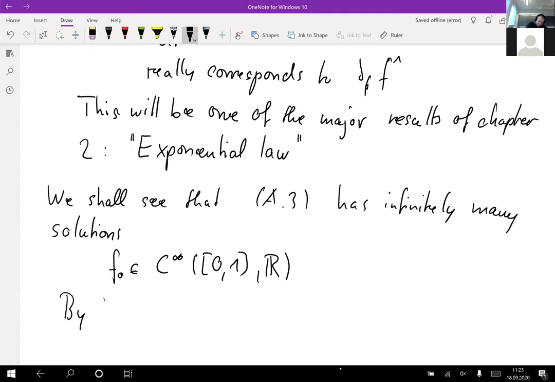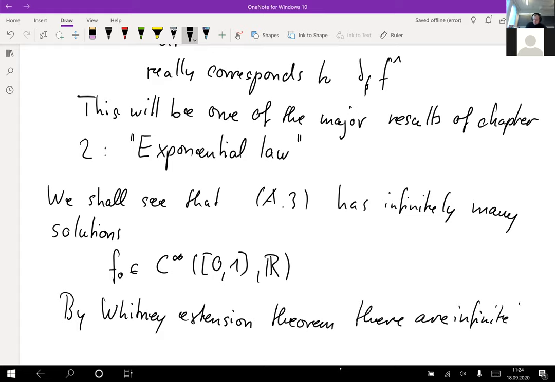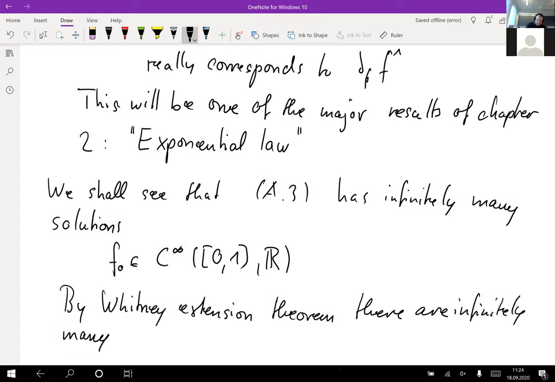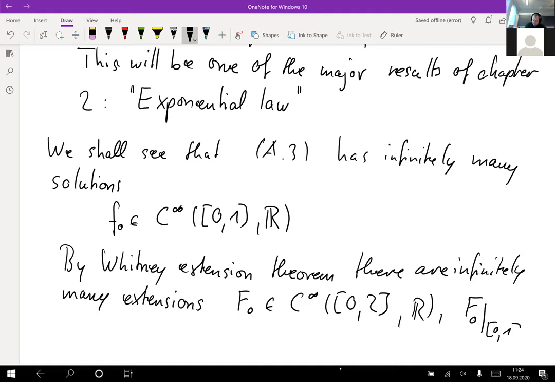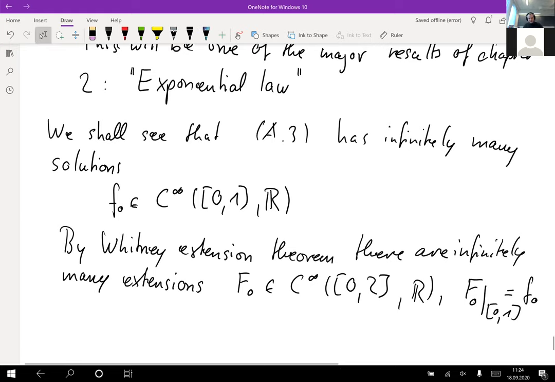By the Whitney extension theorem, there are infinitely many extensions of F naught. So this should be a smooth function now defined on a larger interval from 0 to 2, say, with values in the reals, which satisfy: if I restrict the capital F naught to the interval [0,1], then I get my original mapping back. Actually, the Whitney extension theorem is a bit of a big gun for such an easy problem, so there are easier ways to see that these extensions exist.